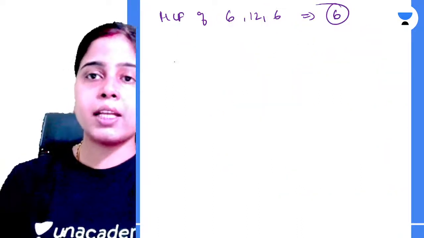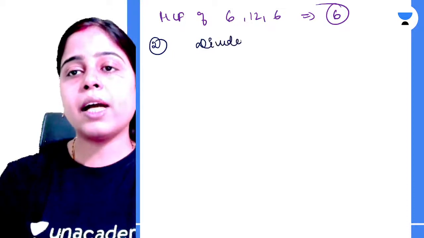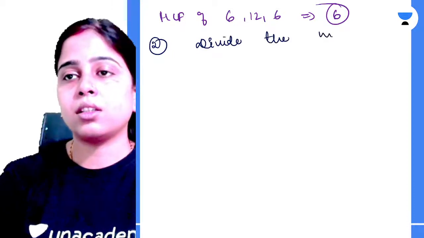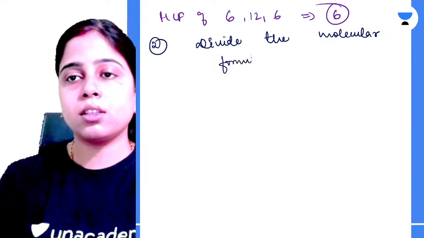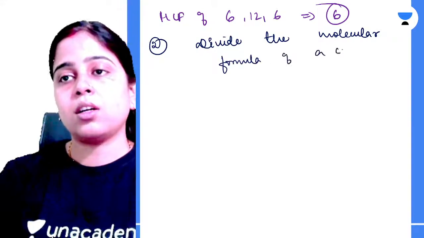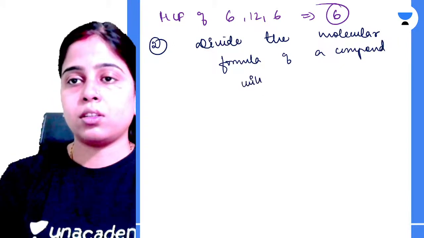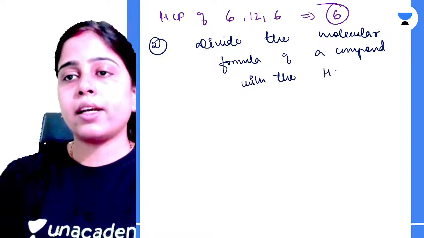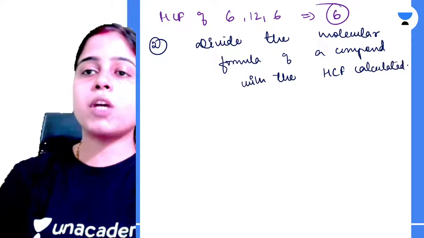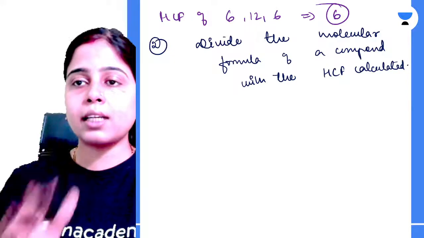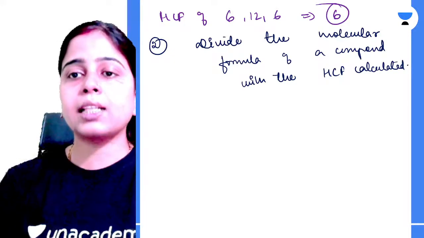After we have found the HCF, we divide the molecular formula of a compound with the HCF calculated. So the HCF that you have calculated, you have to take and divide the entire molecular formula of a compound by that HCF.